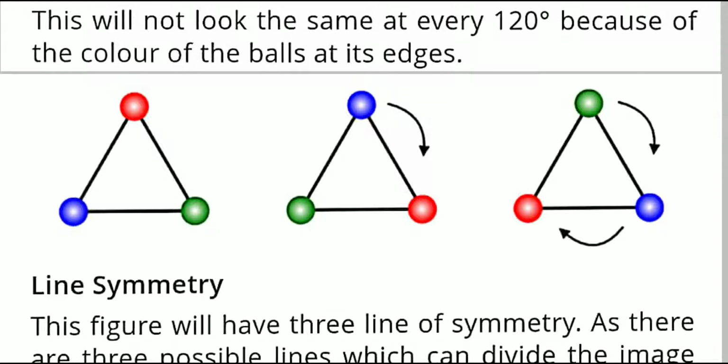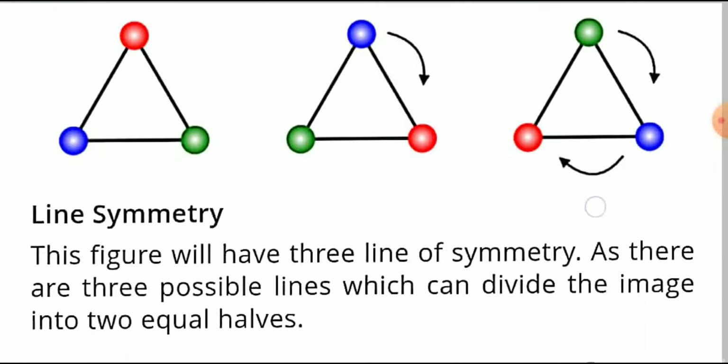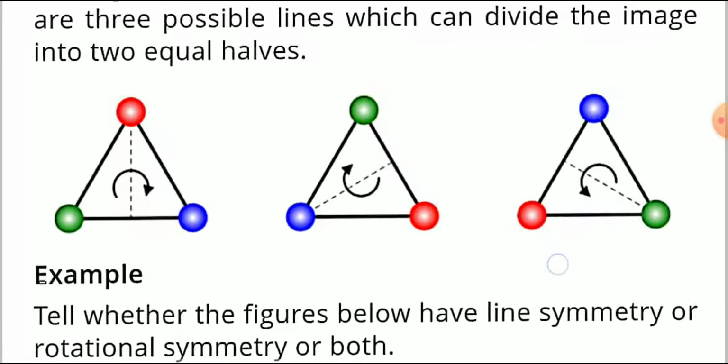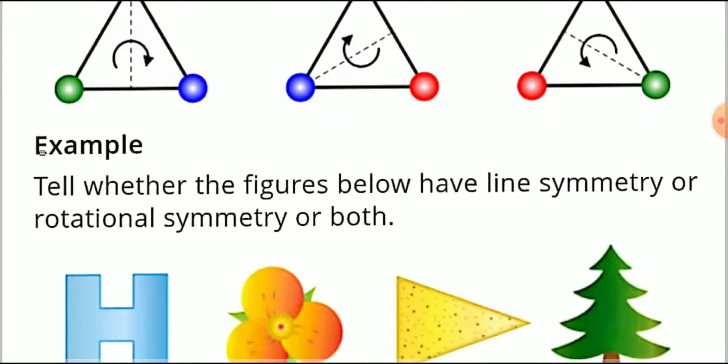See, while observing the colored dot, here the dot is here, the dot is here, and this red dot is here. So we have rotated this 3 times, but still the picture looks the same. So this is rotational symmetry, and the angle of rotation here is 120 degrees. Now it also has line symmetry in each case. So this figure has line symmetry as well as rotational symmetry.